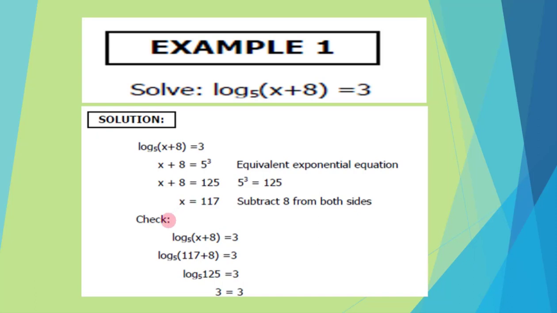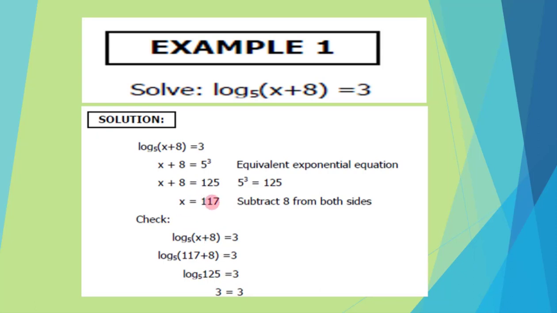We need to check in order to consider x equals 117 a true solution. So, we have the expression. Then, we have to substitute for x the 117. And this becomes log of 125 to the base 5 is equal to 3. So, this expression on the left-hand side is 3. And the right-hand side is also equal to 3. So, this is a true statement. So, therefore, the solution is x equals 117.